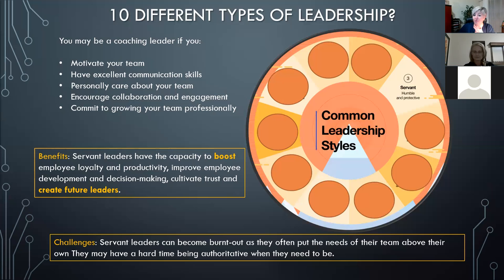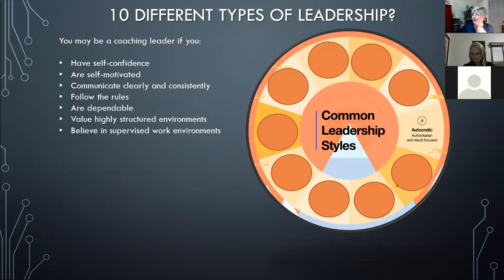Your fourth one is, there we go, you may be an autocratic leader if you have self-confidence, you're self-motivated, communicate clearly and consistently, follow rules, are dependable, value high-structured environments, and believe in supervised work environments. This is really where I generally function as a leader, because I tick most of those boxes. I follow the rules, I can be dependable, self-motivated, self-confident. I think Doc definitely has as well. It says autocratic, authoritarian and results-focused. I'm very results-focused. You can ask Anton.